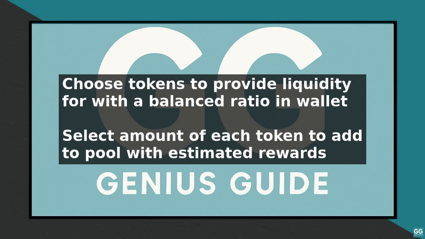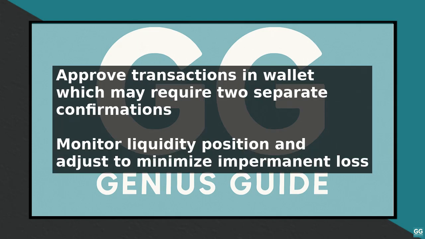It is crucial to maintain a balanced ratio of the two tokens to avoid significant losses due to impermanent loss. Next, you will be asked to select the amount of each token you want to add to the pool. The interface will display the estimated share of the pool you will own and the estimated rewards you can earn from providing liquidity. After confirming the amounts, you will need to approve the transaction in your wallet, which may require two separate transactions, one for each token.